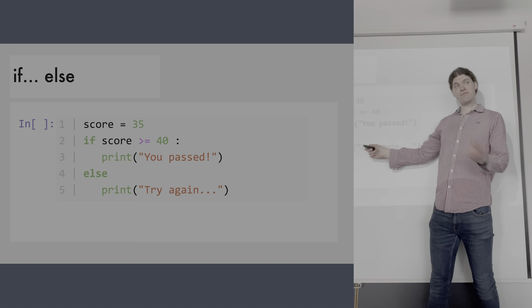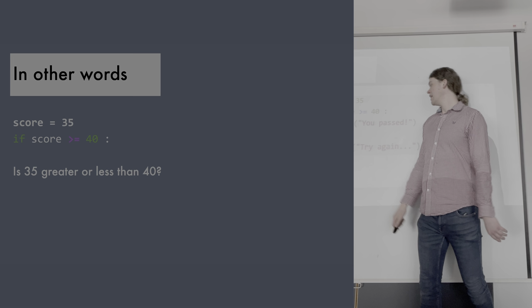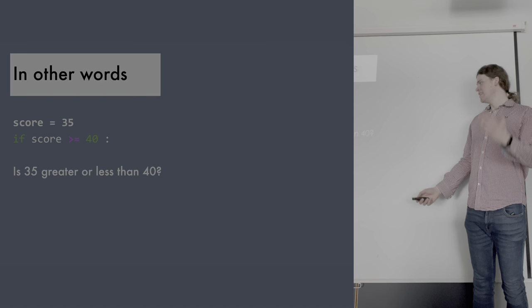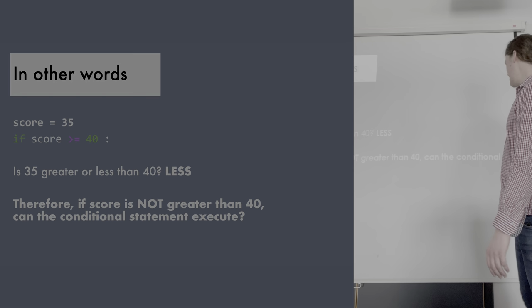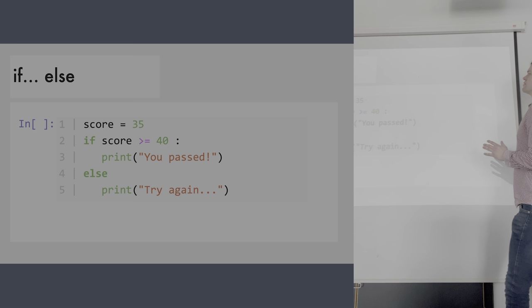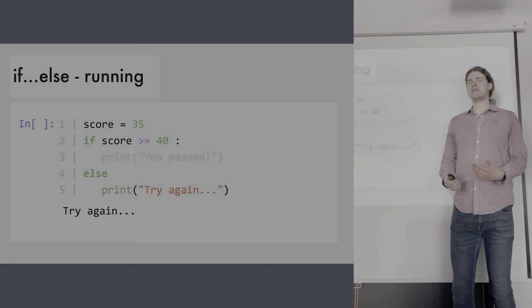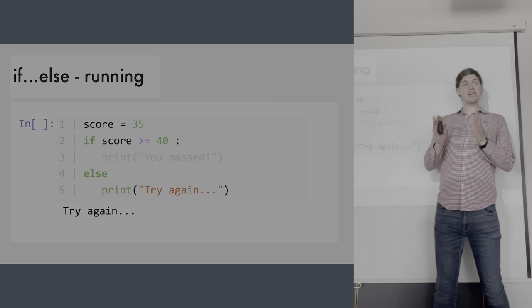So, in other words, it's false, therefore, do we have the English here to be able to translate that? We've established 35 is less than 40, in other words, it's not greater than 40. Therefore, we wouldn't execute the first if statement. We can't run that, but we can run the else, this message here: we didn't score higher than 40, we need to try the assignment again, okay? So we've got that binary logic, essentially.